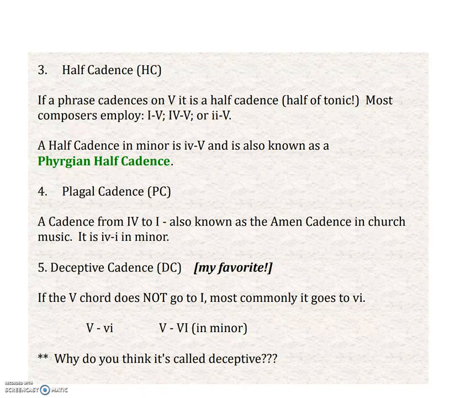Number five, my favorite kind of cadence, is a deceptive cadence. Yay! It's also known as a DC. If the five chord doesn't go to one, it goes to six. So why do you think it's called deceptive? I'll play you a deceptive cadence. Been deceived. You expect it to go to one, but it doesn't. It goes to six instead.